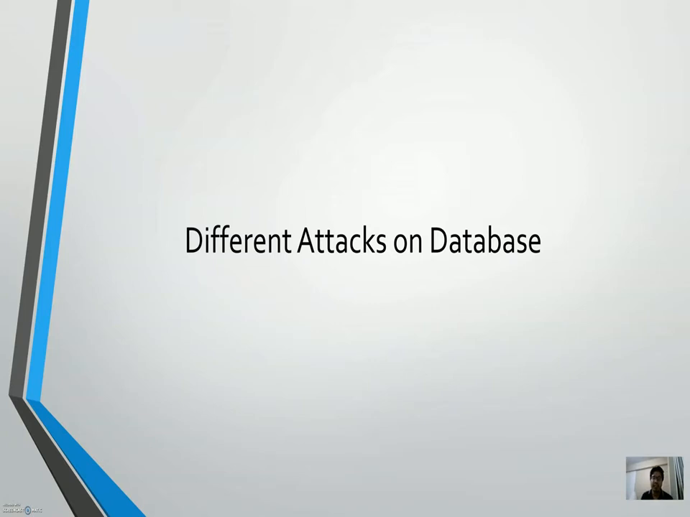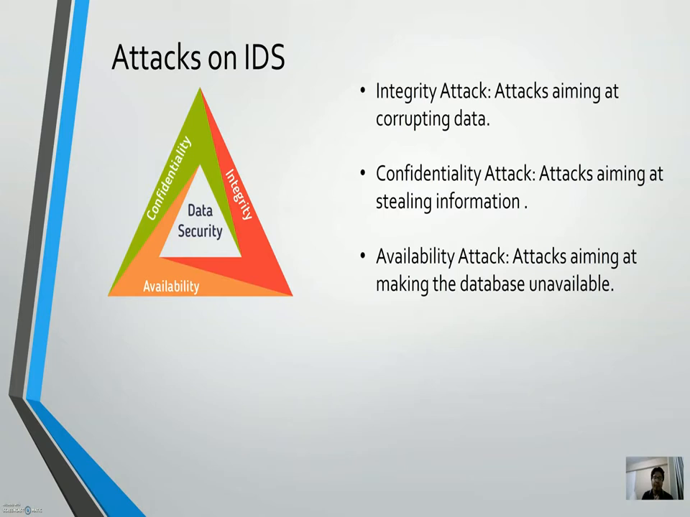Before we jump into the intrusion detection systems, let's see what threats can be posed to databases. For data security, three important things to remember are integrity, confidentiality, and availability. So an attacker can attack the database to corrupt data, which is an integrity attack. An attacker can aim to steal data, which is a violation of confidentiality. And again, an attacker can make the database unavailable for normal operation, which is an availability attack.